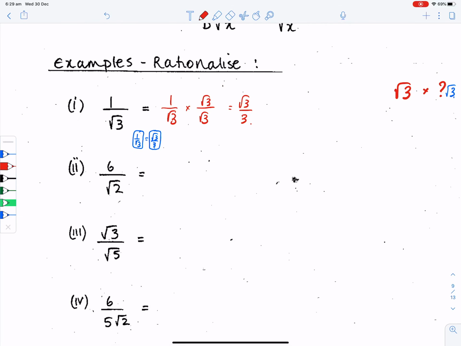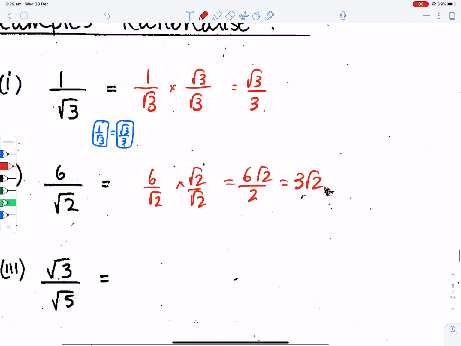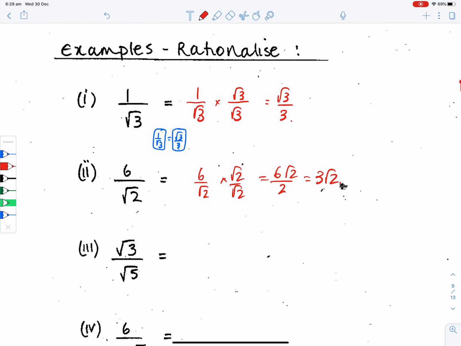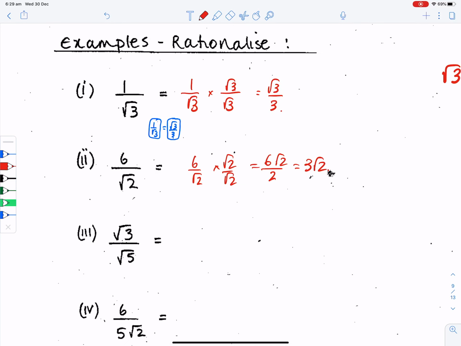Moving along to question 2, you've got 6 over root 2. Times the top and the bottom by root 2, and you're done. So in this one, we've got 3 root 2 as the answer. There's no denominator, well, it's like having a 1 there, which is rational. Again, if you type 6 over root 2 into the calculator, and type 3 root 2 into the calculator, I expect them to be exactly the same.